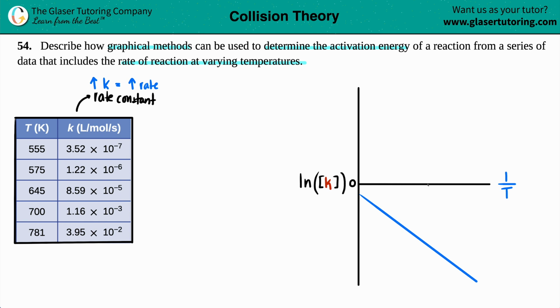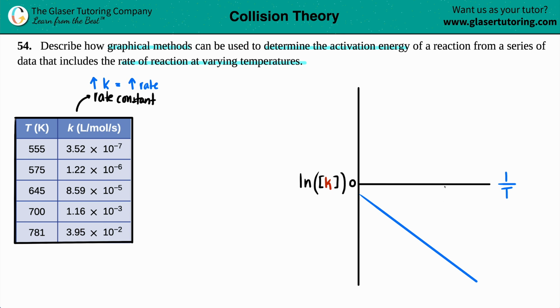But what we can do, if we want to see this beautiful linear line, is turn all of our rate constants into their natural logs. Only when we do that do we get our beautiful straight line. We have to do 2 things. We have to turn all of our rate constants into natural logs, ln, and we have to take the inverse of temperature, 1 over T.